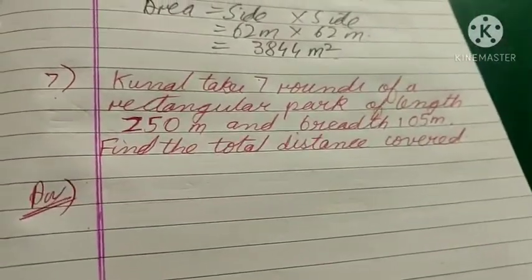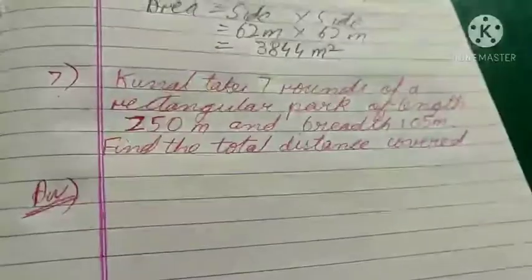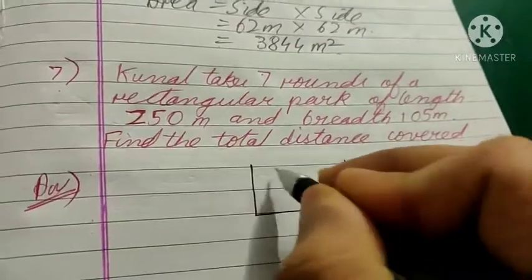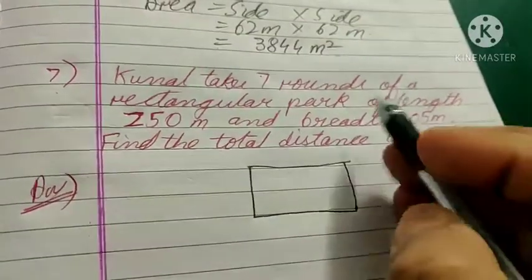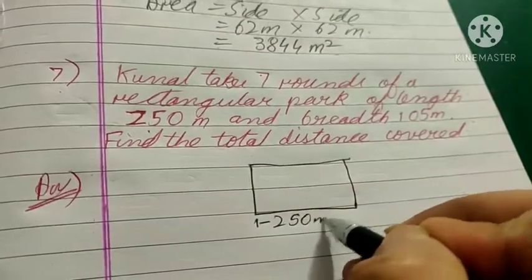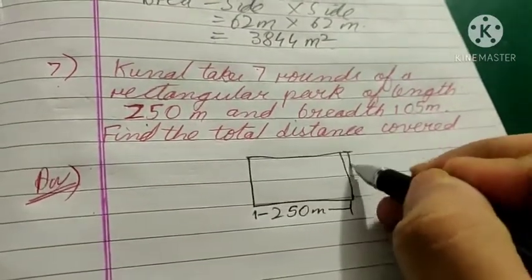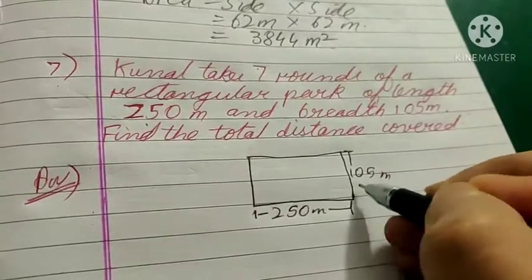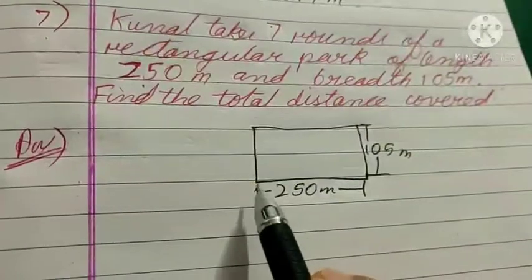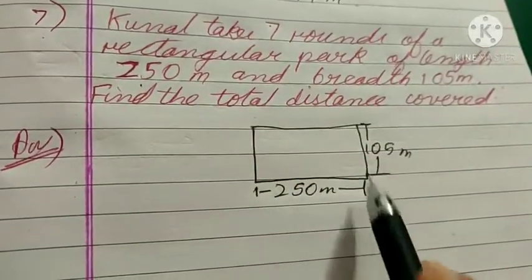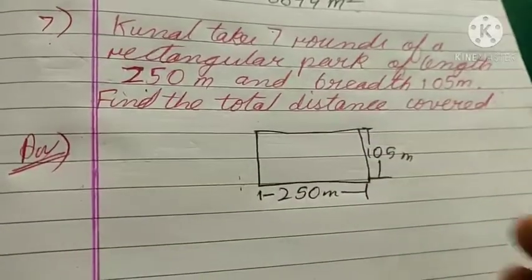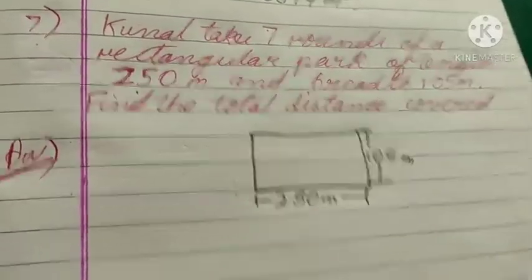Next question. Here Kunal takes 7 rounds of a rectangular park, whose length is 250 meters and breadth is 105 meters. Kunal takes 7 rounds, which means he has covered this perimeter 7 times. So how much distance will he cover?